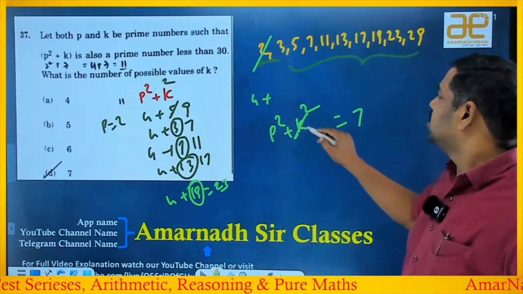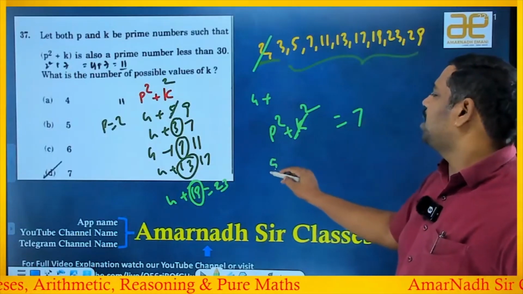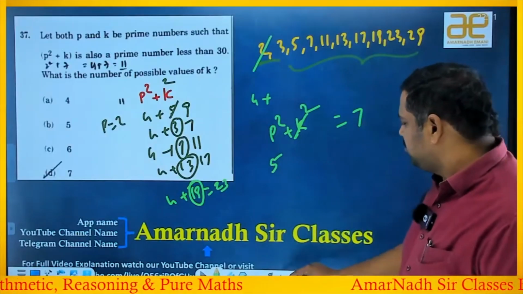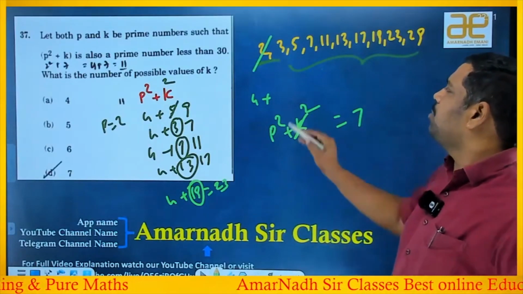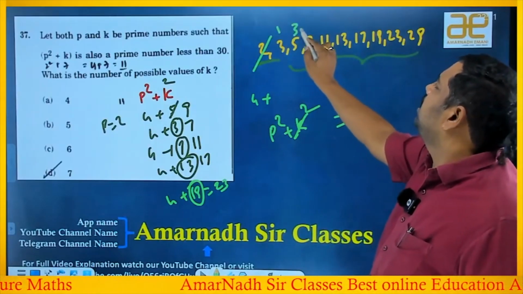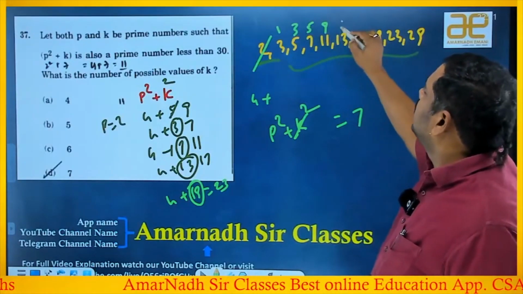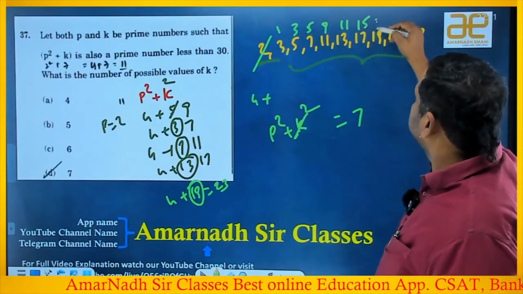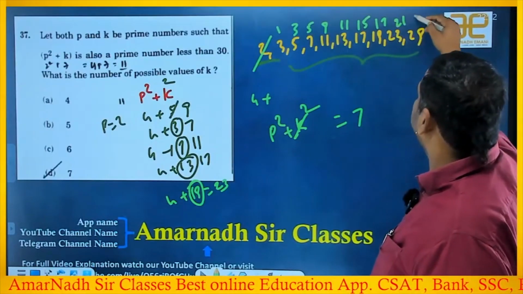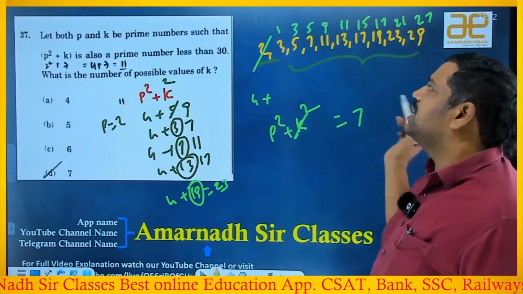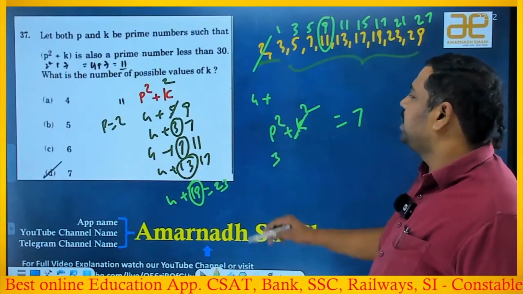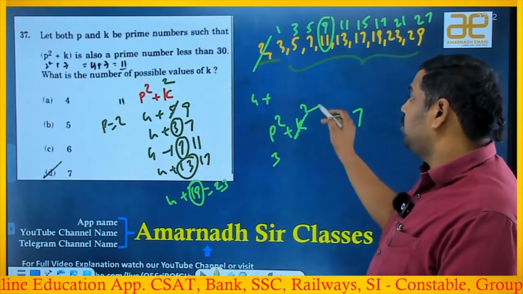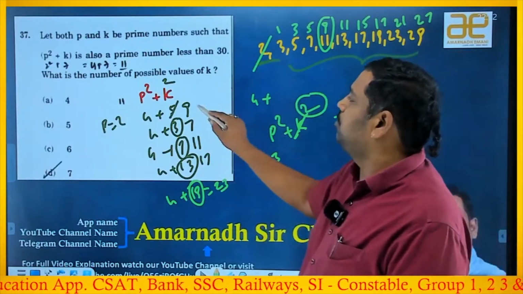7, if I take, so move the 2 this side, it will be 5. 5 is not a perfect square. So that means, simply speaking, P square is equal to prime number minus 2, right? Prime number minus 2 means 1, 3, 5, 9, 11, 15, 17, 21 and 27. Okay, it should be P square, right? P square means this is a possibility. Okay, means P can take a value of 3. Okay, 3 is also a prime number. So definitely I can take 2 as a possibility of K.